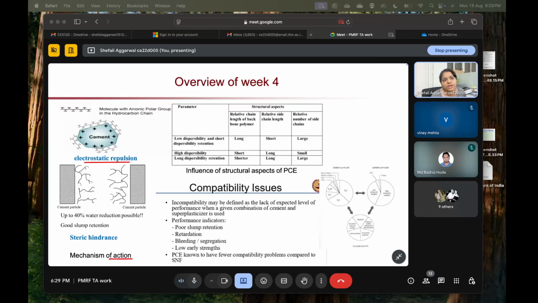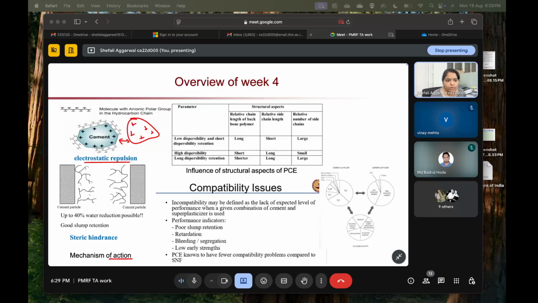It was assumed that cement has positively charged ions which attract the negatively charged ions in the molecular chain, and it will cause a repulsion between different cement particles. So this also has positive charge, so it will cause an electrostatic repulsion between two cement particles, and this is the basic mechanism of action for the old type of cement superplasticizer.